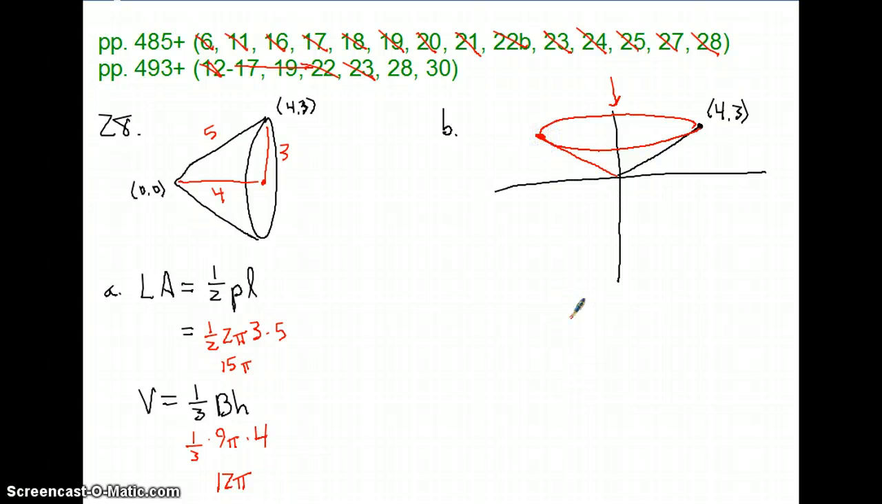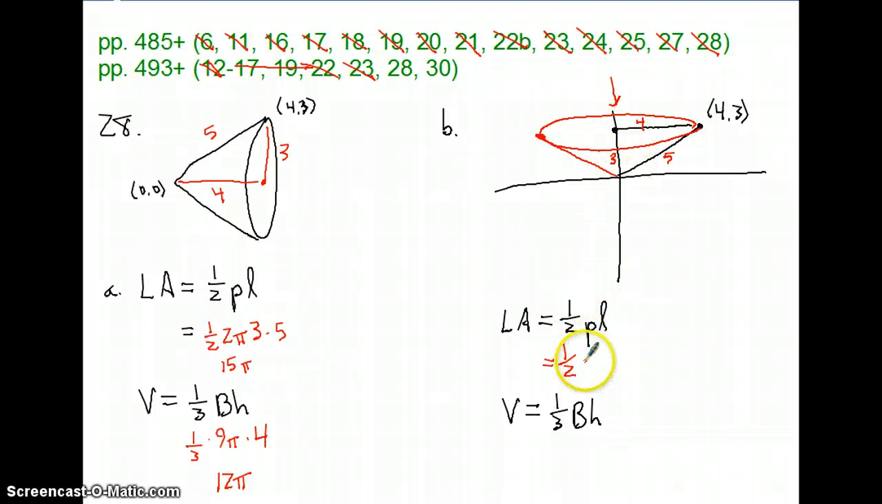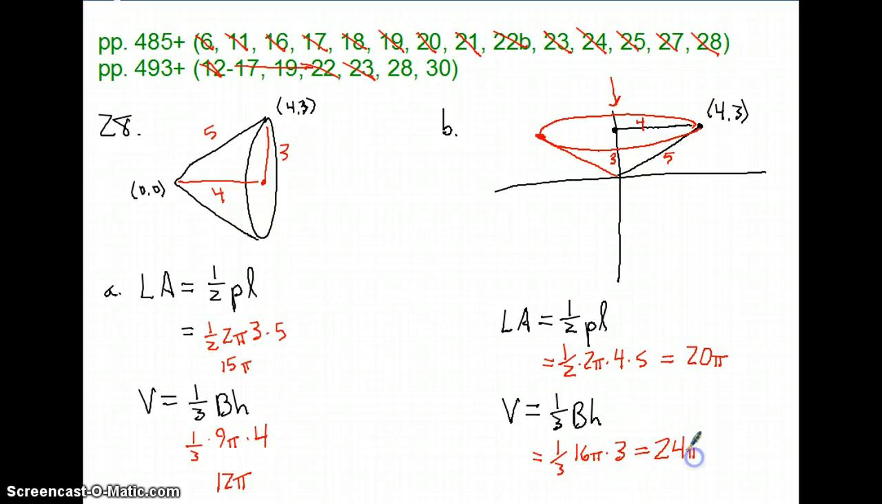And we're supposed to find the lateral area and the volume of that. So here's the same formulas. Half times perimeter of the base. Now, the base has a radius of 4, so it's 2 pi times 4. And the slant height is 5. And in volume, the area of the base is 16 pi, and the height is now 3. So that's 24 pi. And part C is asking, are these things the same as these things? And the answer to that is no for part C.